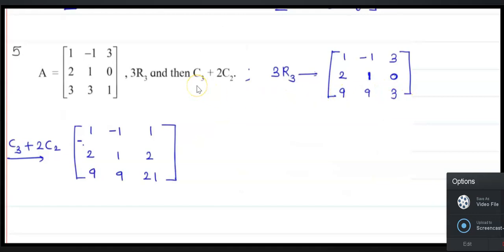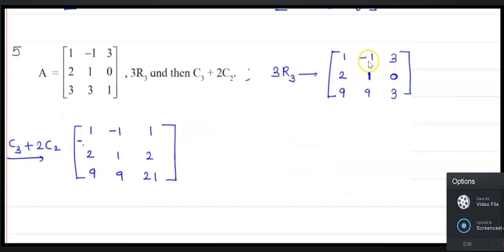What is the next operation we want to perform? That is C3 plus 2 times C2. Now see this here. This is the second column and this is the third column. In the third column we are adding 2 times C2.